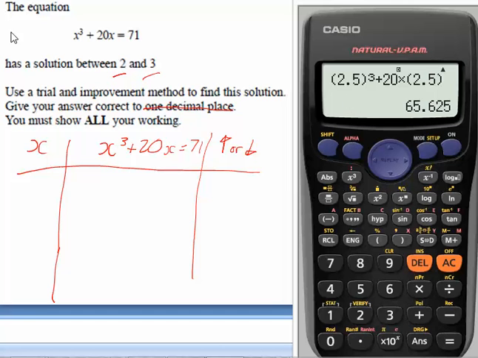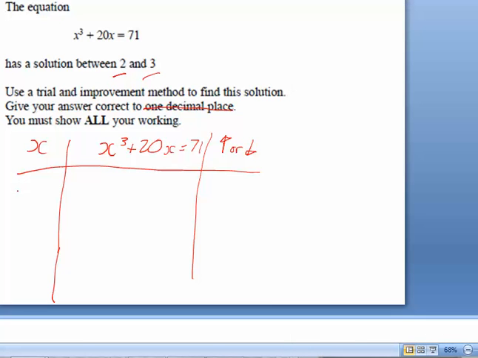So I'm going to write that in my table, and x is 2.5, I get 65.625, which I compare to 71. So it's too small. Because it's too small, I know that my x value must be bigger than 2.5. So I'm going to try 2.6.